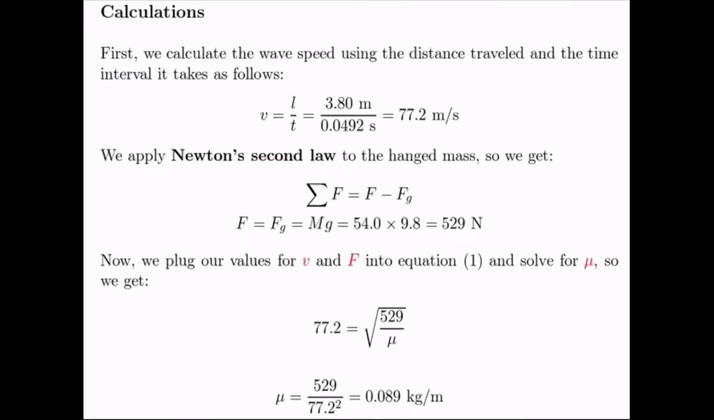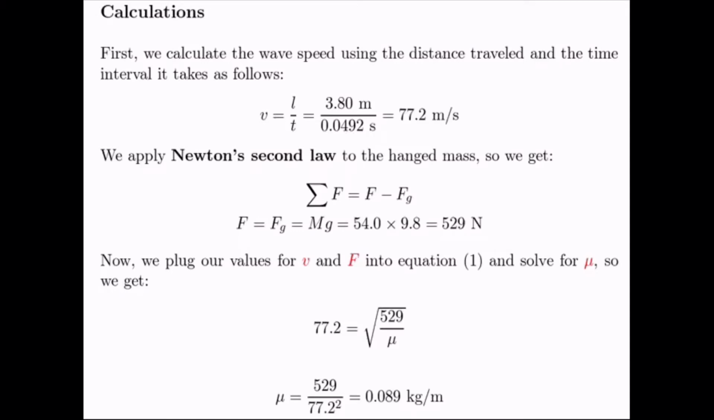To solve for the mass of the rope, we first need to calculate the wave speed using the distance traveled and the time interval it takes. And this is v equals the length over the time, which is 3.8 meters over 0.0492 seconds. And we would have the answer of 77.2 meters per second as our wave speed. Now, we would need to apply Newton's second law to the hanging mass, and we would get the summation of all the forces in the y-axis, and we would have the answer of 529 newtons.